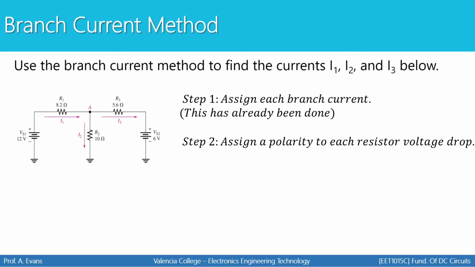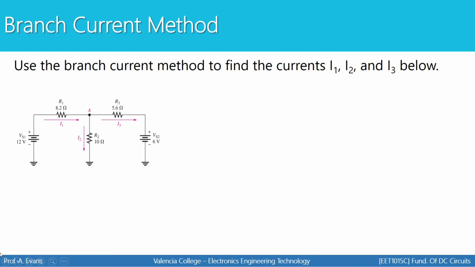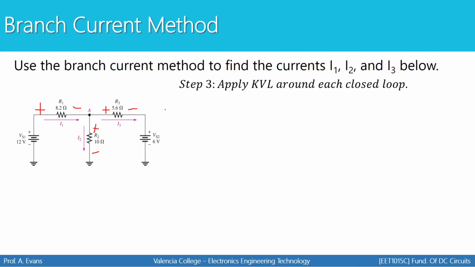Our next step is to assign a polarity to each resistor voltage drop. So I'm going to do that here. According to the direction of the current that was chosen, this is the polarity for each resistor. Now that I know those polarities, I'm going to apply KVL around each closed loop.